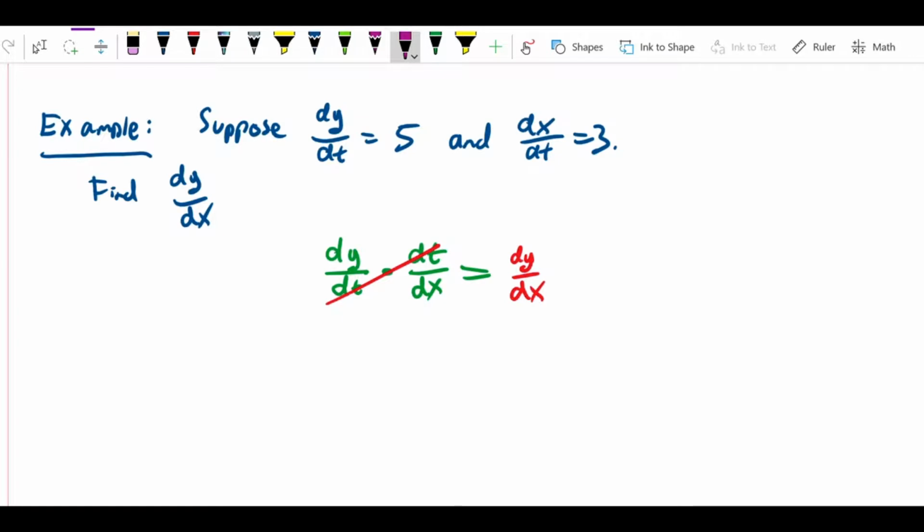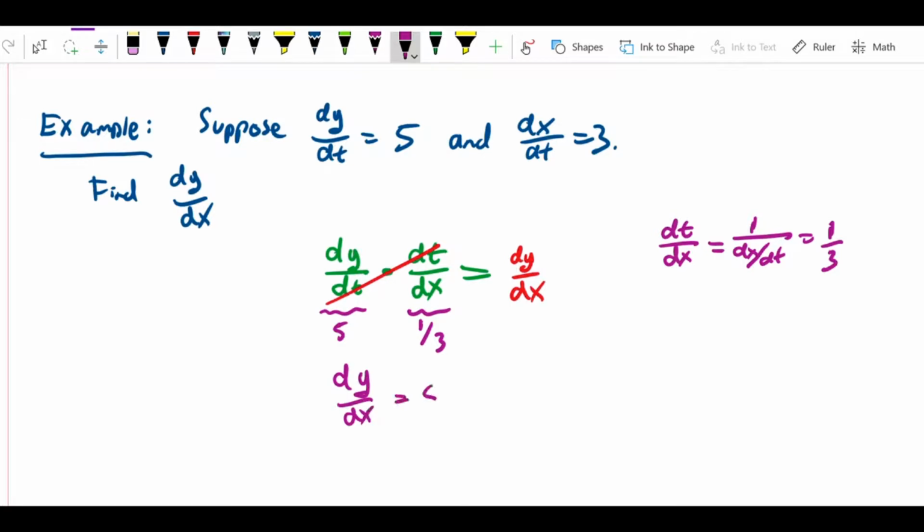So we have dy over dt, in other words, this is 5. We don't have dt over dx, but we do have dx over dt. So we can find dt over dx simply by observing that dt over dx is equal to 1 over dx over dt. We'll just take the reciprocal. Since dx over dt is 3, dt over dx is equal to 1/3. And that means that we can conclude that dy over dx is equal to 5 times 1/3, which is 5/3.